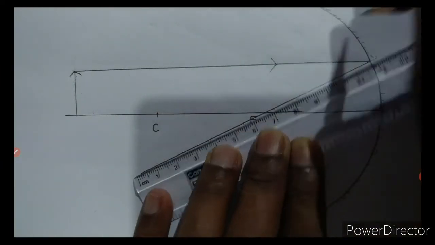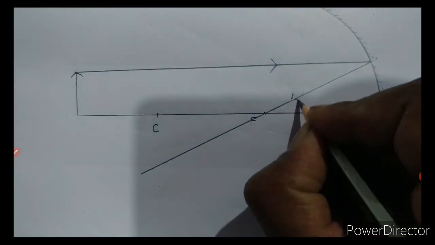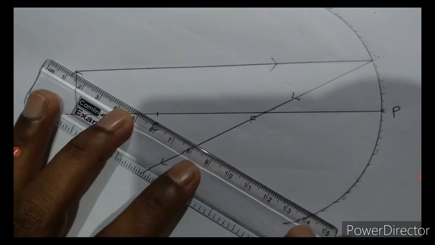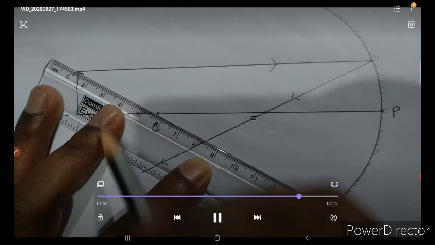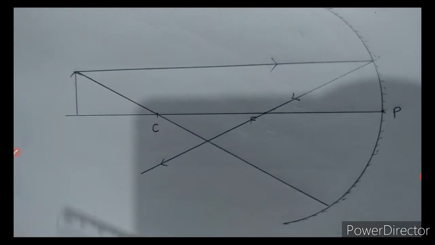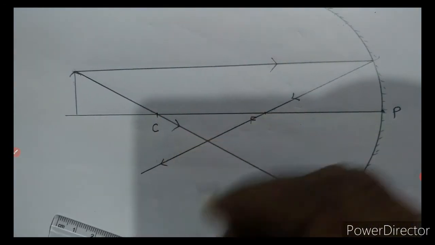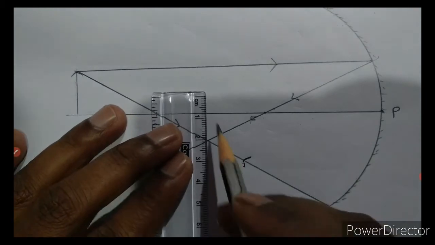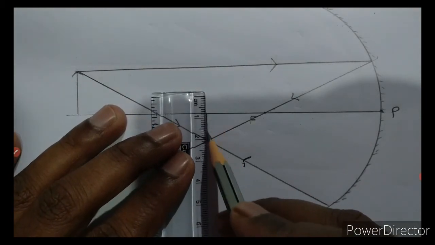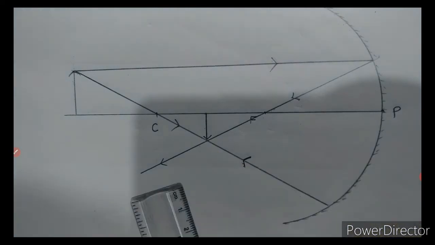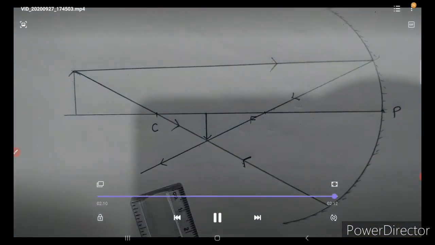This will act as my reflected ray. So hence I got my reflected ray back. Now the second incident ray is passing through the center of curvature, and thus it should get reflected back along the same path. Since the rays are meeting at this point, I am drawing one image. So here my image is ready.